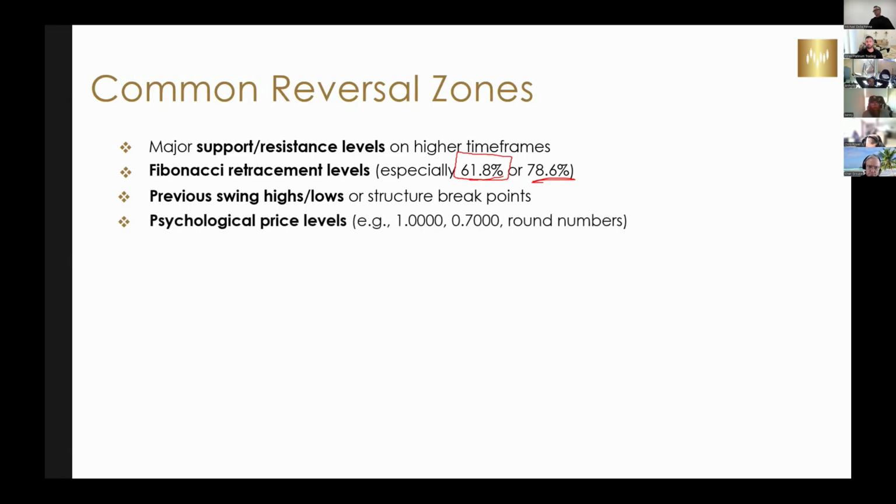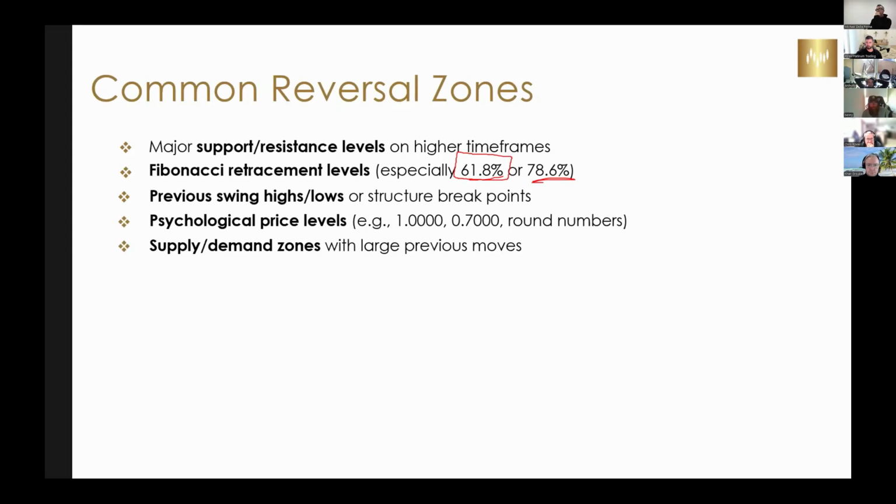Psychological price levels: 1.000, 0.7000, those round numbers, right? Those psychological levels, those round numbers, that's where you'll find price reverse. Supply and demand zones, very similar to those areas that we were talking about before. We'll go back, we're writing some stuff.